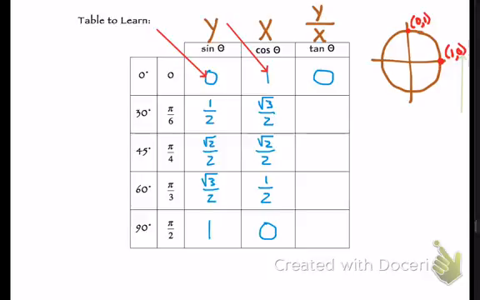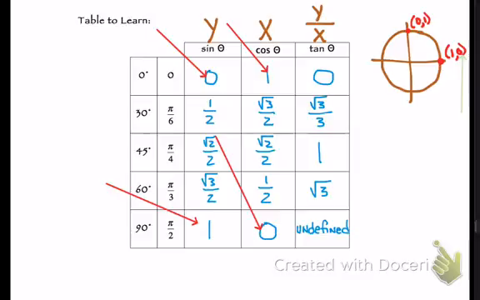Tangent of 30 degrees, based on our activity yesterday, you get root 3 over 3. Tangent of 45 degrees, you get 1. Tangent of 60 degrees, you get root 3. And again, tangent of 90 degrees, y divided by x, and you get undefined.